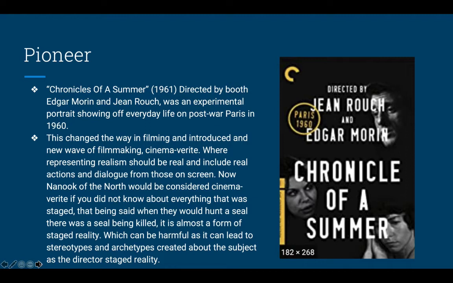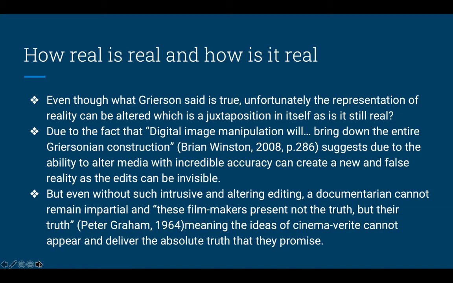They would live off those means, but he wanted to make them seem less evolved than they are, which can be harmful as it can lead to stereotypes and archetypes created about the subject, as the director's staged reality doesn't directly reflect the true reality. So how real is real and how is it real? Even though what Grierson said is true, unfortunately the representation of reality can be altered, which is a juxtaposition in itself, as if it has been altered, is it still real?